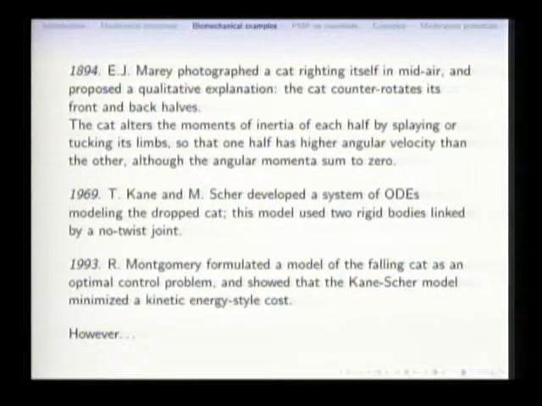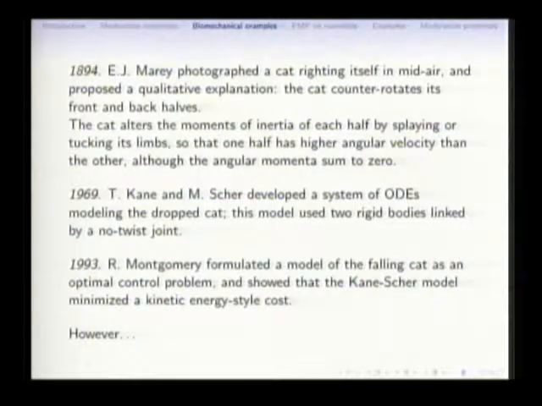The strategy seems to be, everybody that I know who's modeled this splits the cat roughly into a front half and a back half. His qualitative description is that the trick of turning over with zero angular momentum is, everybody knows, okay, you have to somehow counter-rotate, but that they can do it so quickly involves changing the relative angular momentum of the limbs by splaying out the limbs in the half of your body that you want to move relatively slowly.